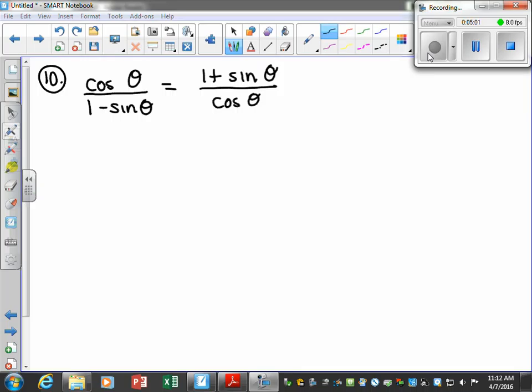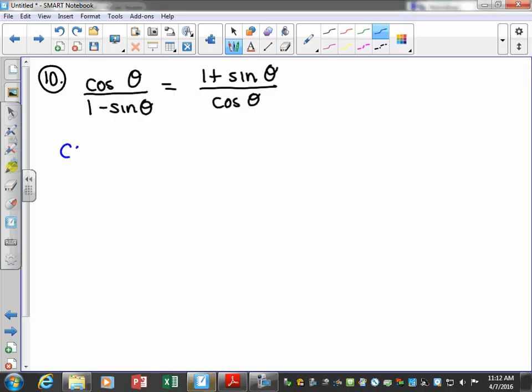Alright, we have cosine of theta over 1 minus sine of theta equals 1 plus sine of theta over cosine of theta. Let's work with our left hand side and try to make it match this. I'll bring my left hand side down, because that's the one I'm choosing to work with. First of all, it's already in terms of sine and cosine. It's already one term.